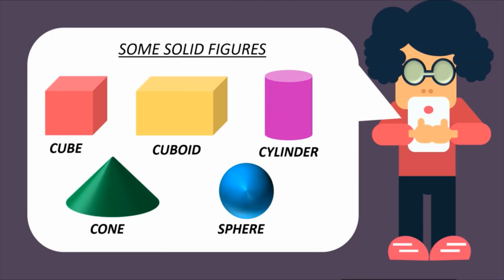Before watching the video, keep a Rubik's cube or a dice, a matchbox or a pencil box, a tin can or a steel flask, a birthday cap or an ice cream cone and a ball, to see the details of the faces, vertices and edges as we study the solid figures.